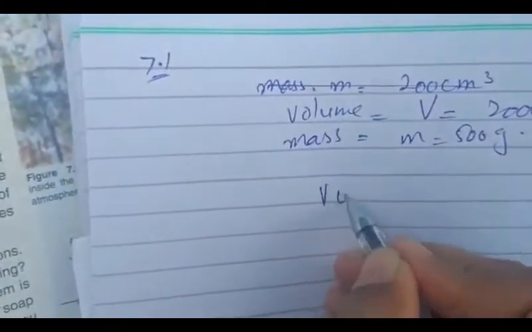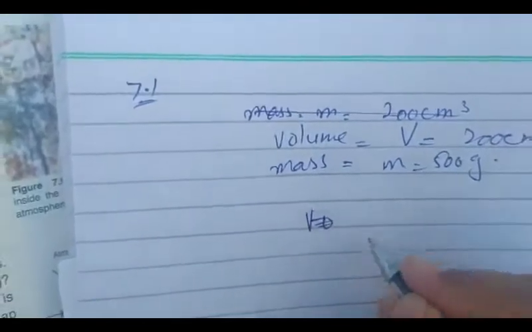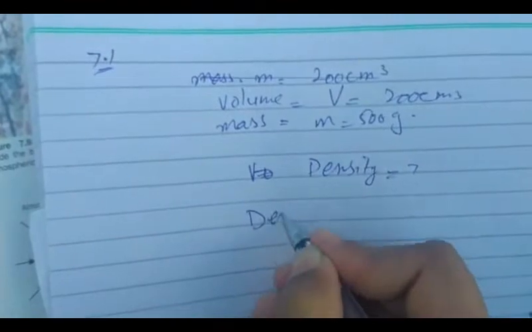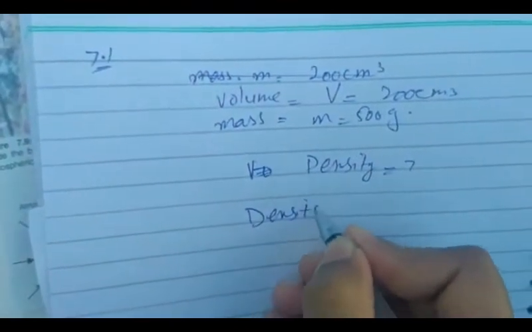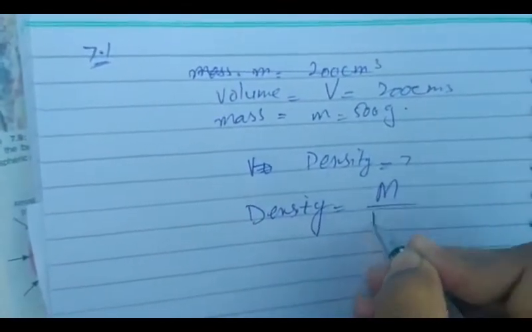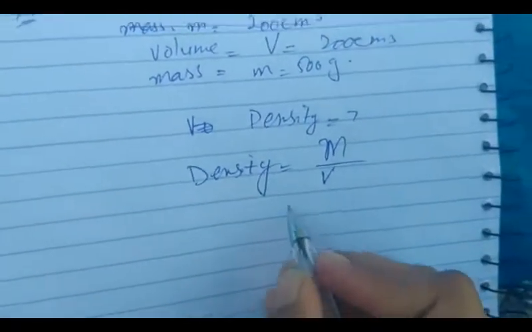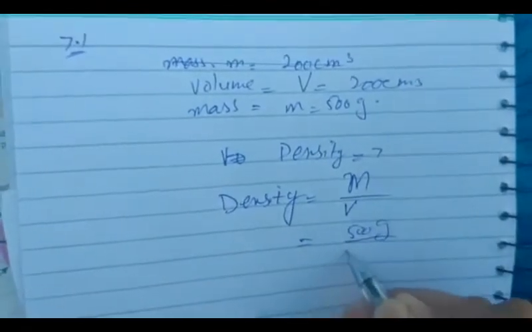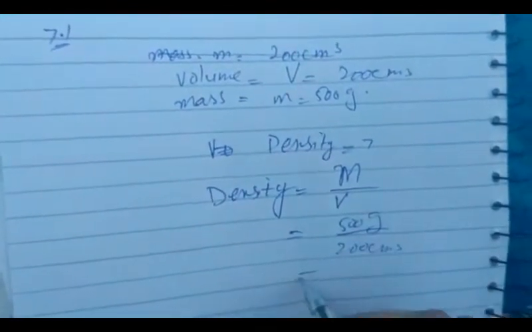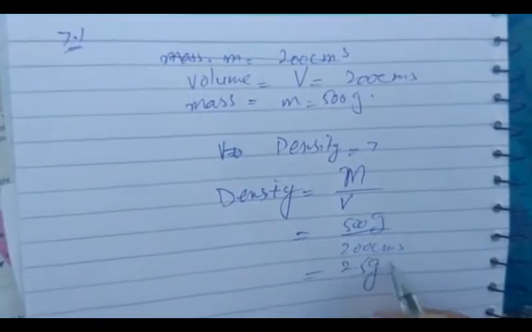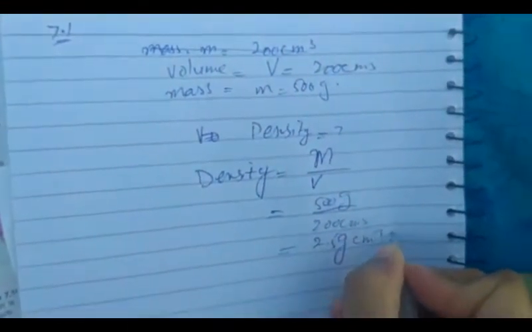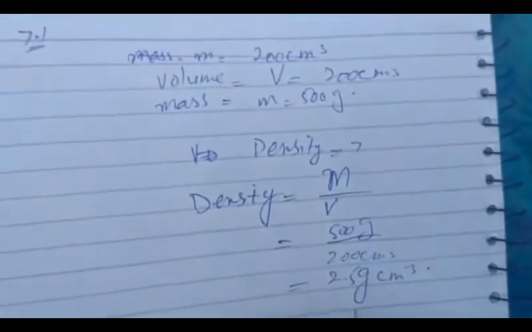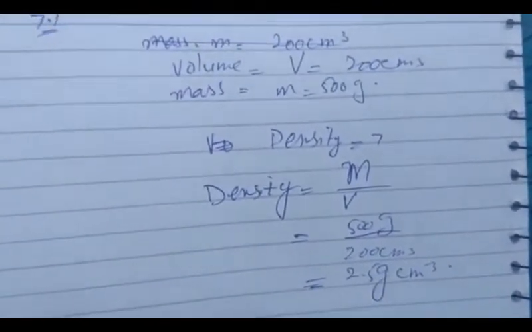We have to find the density. The formula of the density is equal to mass over volume. By putting the values, 500 grams divided by 200 centimeter cube, our answer becomes 2.5 grams per centimeter cube. You can convert it into SI unit. In other case, this is our answer.